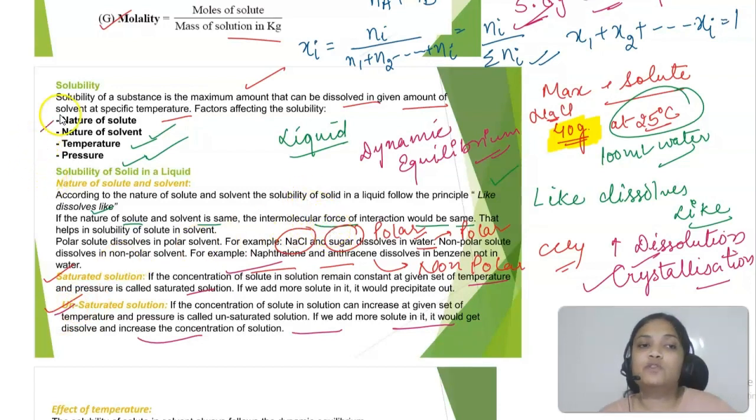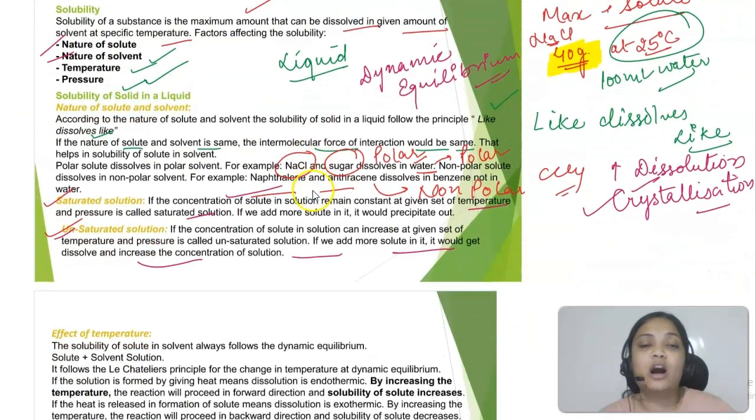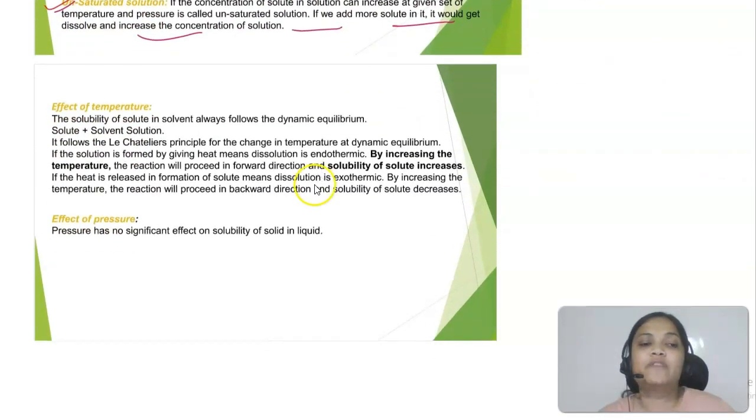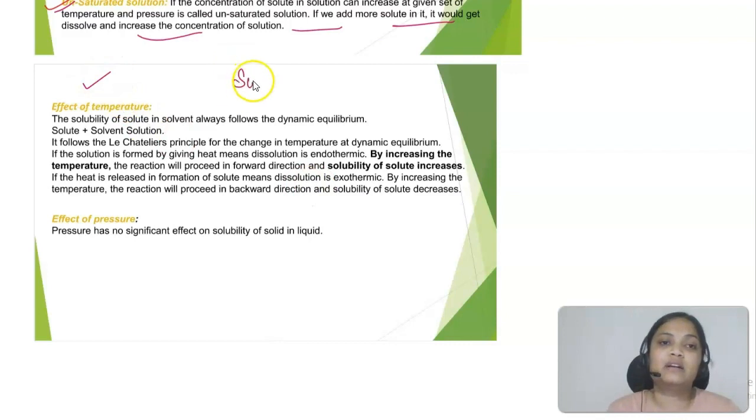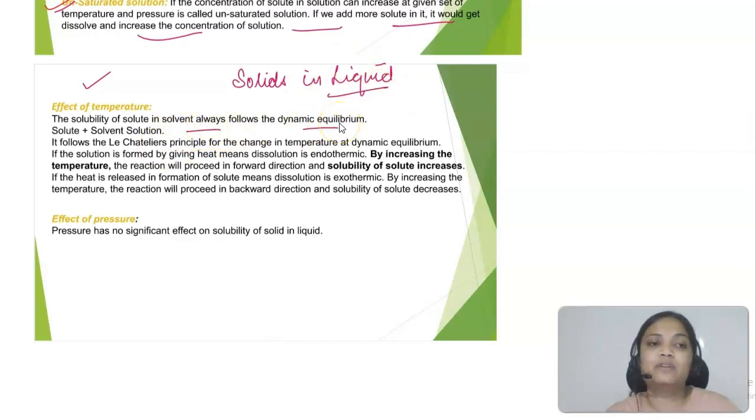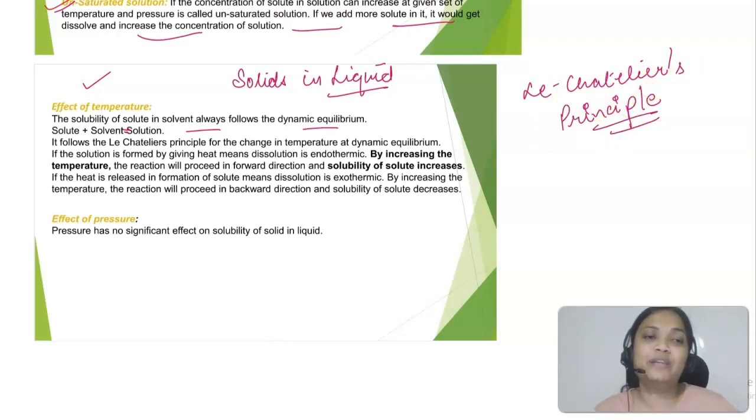So the nature of solute and solvent we have discussed. Now let's see how temperature and pressure affect the solubility. First is the effect of temperature. Remember students, we are discussing the solubility of solids in liquids. I told you that a dynamic equilibrium exists between the solute, the solvent and the solution. This follows Le Chatelier's principle. You must know, students, what Le Chatelier's principle is. Although it comes in the class 11th equilibrium chapter, I will recall it here for you, just in brief.